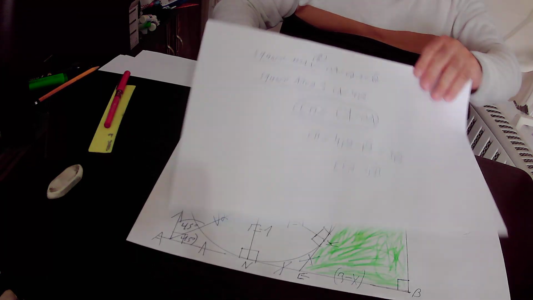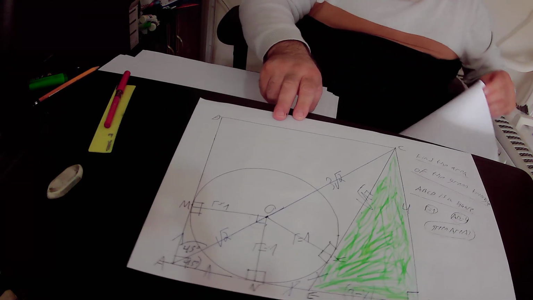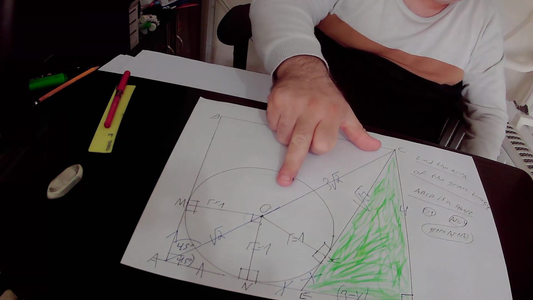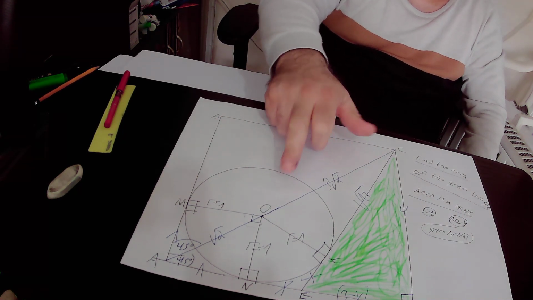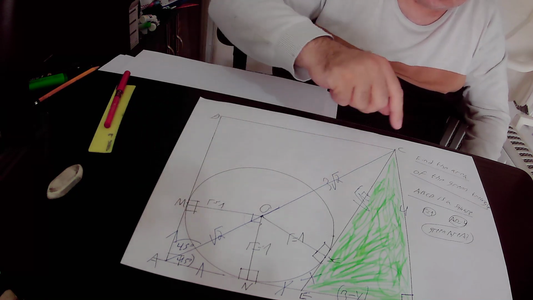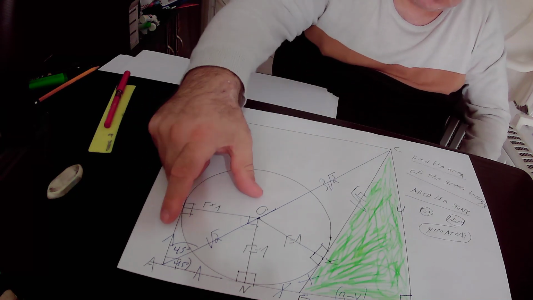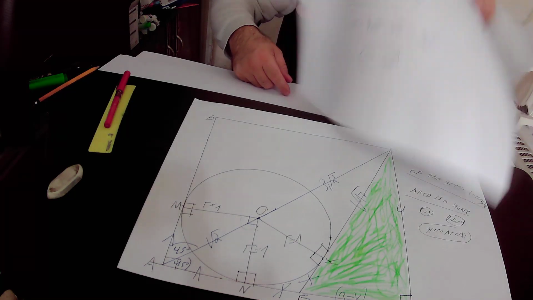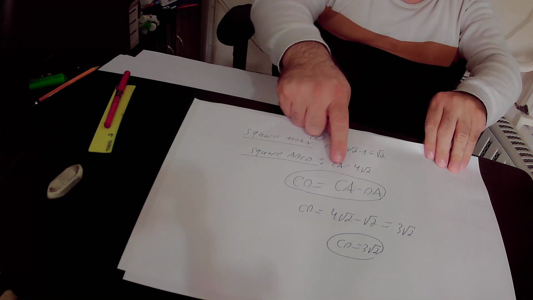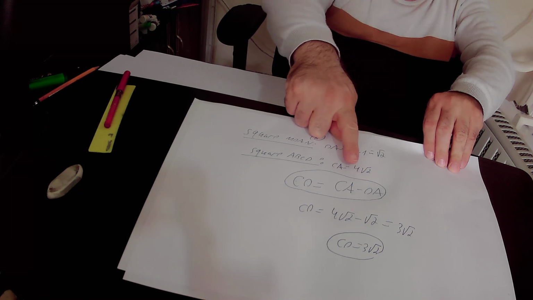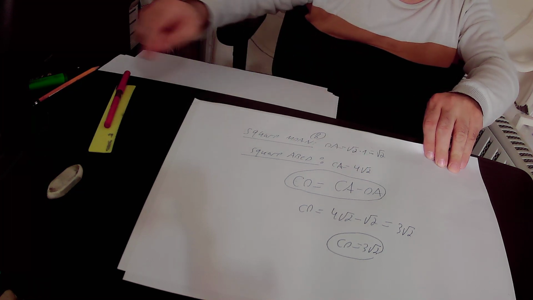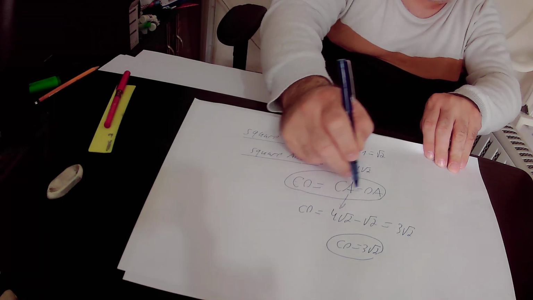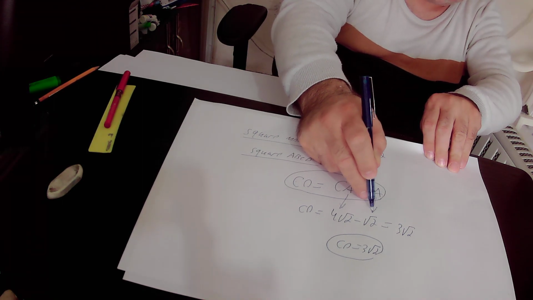And what is the value of CO? This line segment CO equals CA minus OA. I'll repeat again: CO equals CA minus OA, but we already found out that CA equals 4 times square root of 2 units and OA equals square root of 2 units.